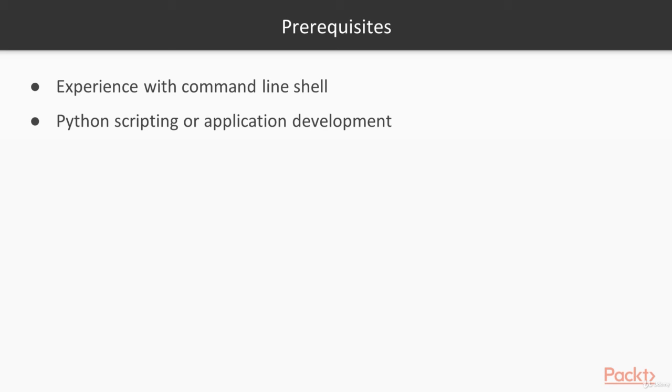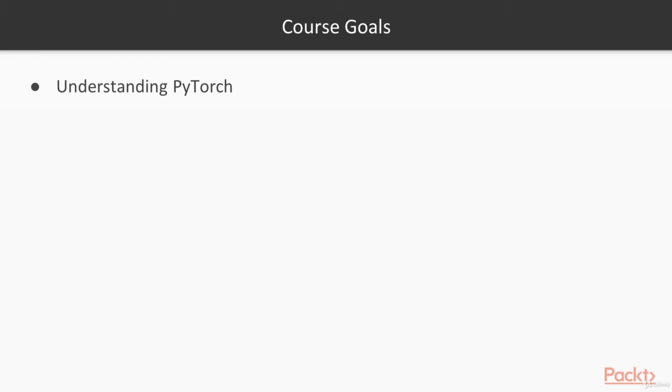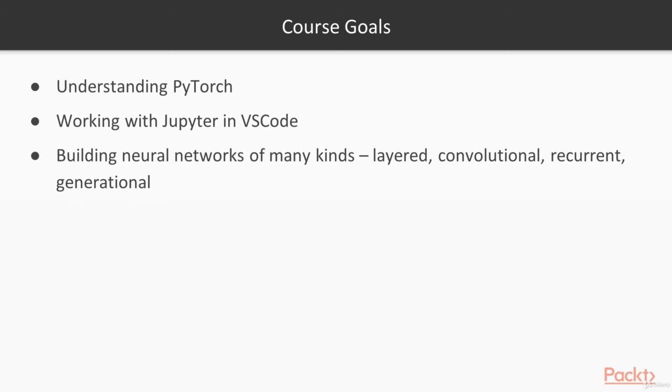The goals for the course are pretty straightforward. I want you to walk away understanding PyTorch and have a good sense about how to use Jupyter and VS Code. I want you to be able to build neural networks of many kinds, layered, convolutional, recurrent, and generative, and you'll be able to work with text and image data at the end, particularly to build classifiers and regression models.